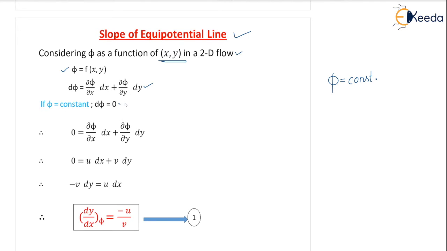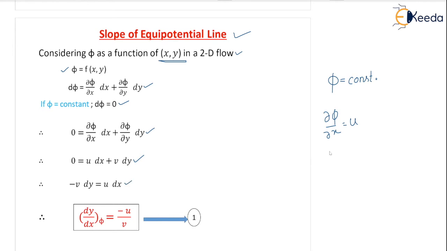So what is the value of d phi? 0. Substituting d phi equal to 0 in the above equation, we get 0 equal to dou phi by dou x into dx plus dou phi by dou y into dy. Now what is dou phi by dou x? These are the velocity components. We know that dou phi by dou x equals u and dou phi by dou y is v. So I can write u dx plus v dy equal to 0, then minus v dy equal to u dx.